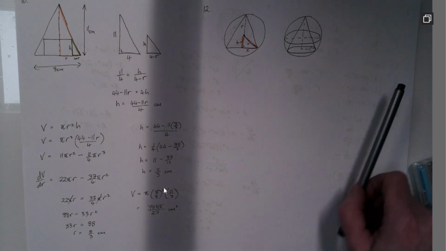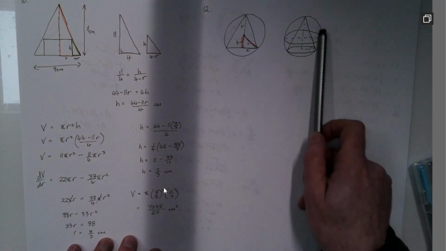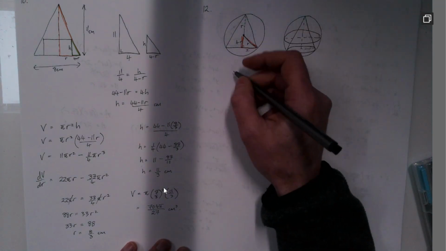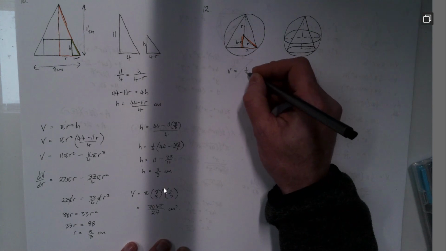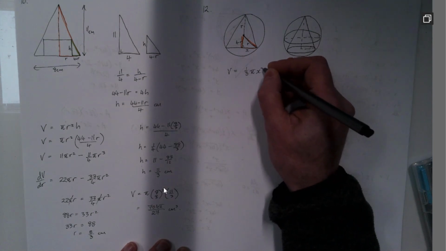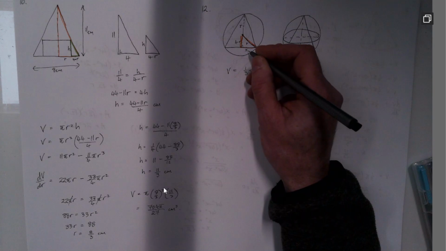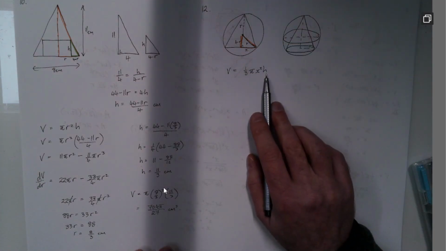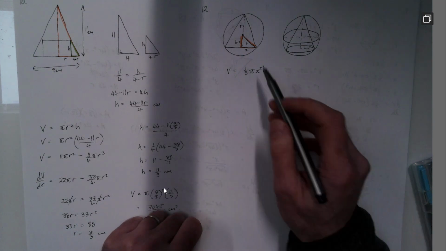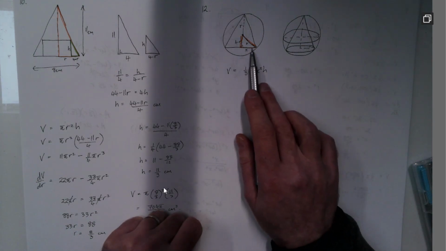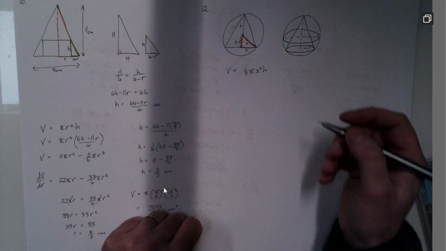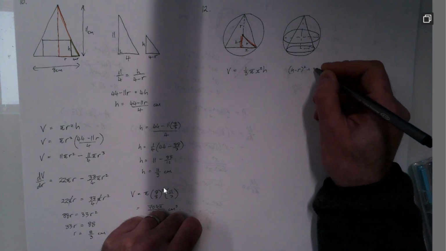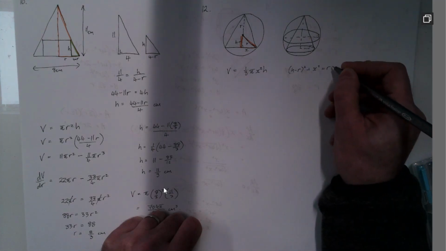So we have a cone inside the circle in 3D. To make a right angle triangle, we use the cone. The volume of the cone is one third pi x squared h, because the radius of the cone is x. Now we need x squared in terms of h. To do that we use Pythagoras theorem: (h minus r) squared plus x squared equals r squared.